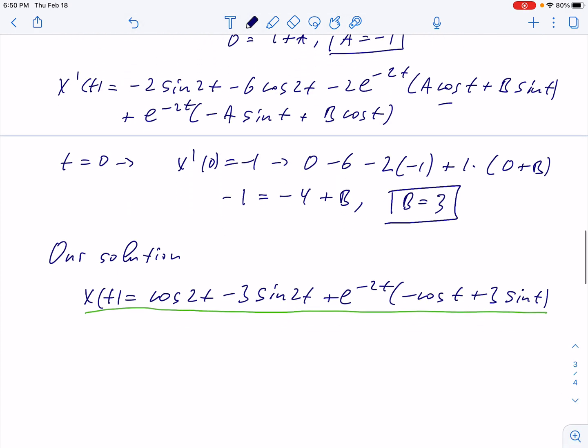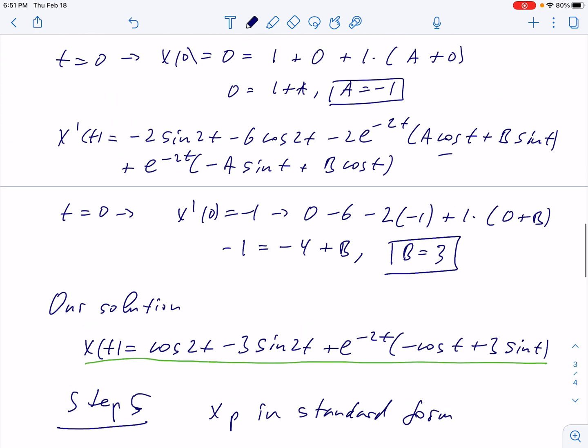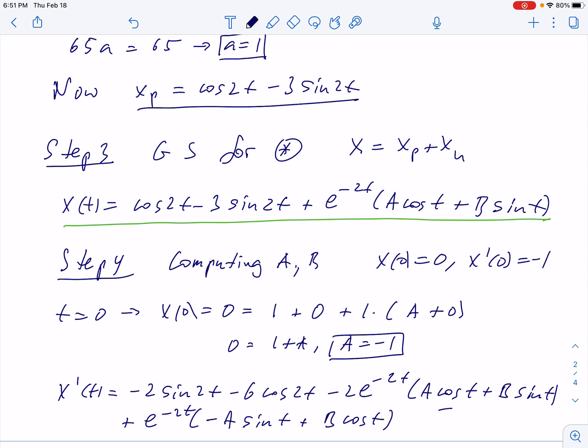And then in this problem we're having another step, the final one, which is step 5. We write the particular solution in standard form. The particular solution is more important than the general solution of the homogeneous. Let's look again at the general solution. Here, first is the particular solution, then general solution of the homogeneous. It includes this exponential which approaches zero.